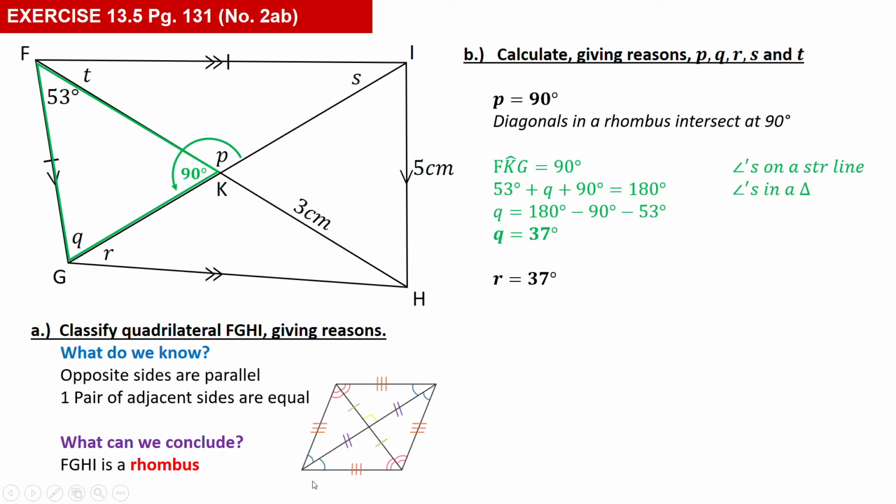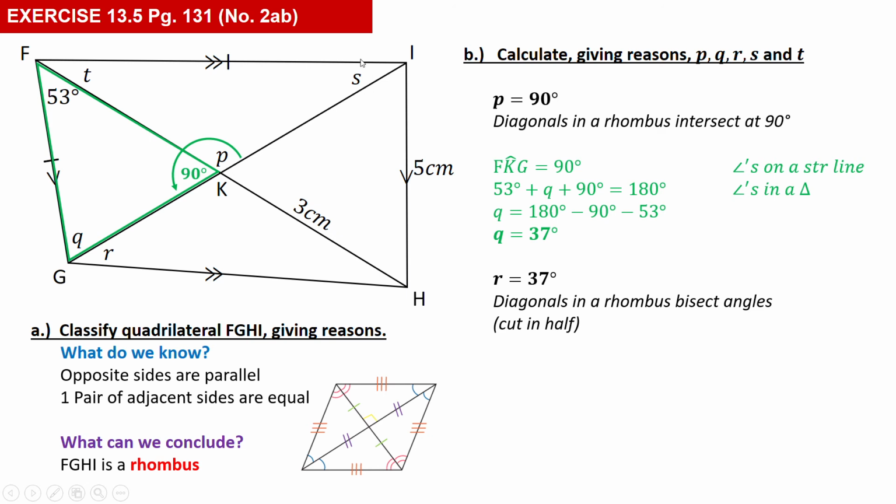Why? Because if you have a look at your rhombus in this bottom section here, in a rhombus, the diagonal cuts the angle in half. So if Q is 37, R is also 37. My reason that you need to write down is diagonals in a rhombus bisect the angles, so they cut them in half. Okay, so I've worked out P, Q, and R. Let me work out S.